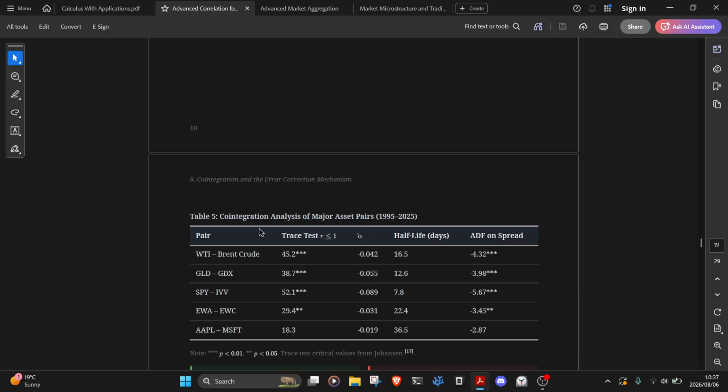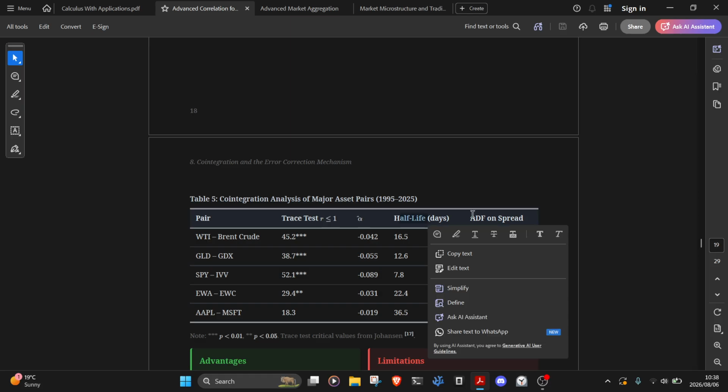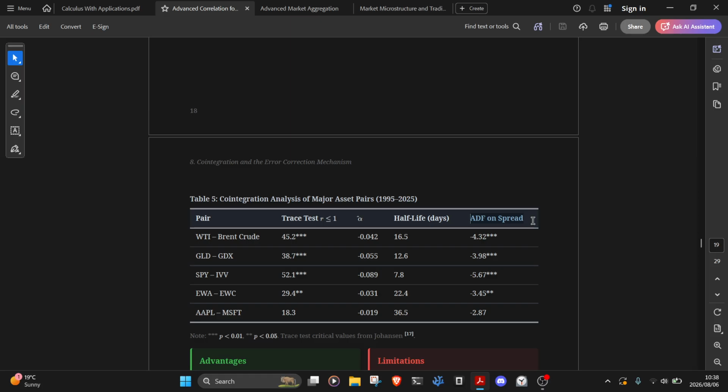As you can see, we have a trace test, which is a statistical test that essentially assumes the null hypothesis that there are R less than or equal to 1 co-integration vectors that exist, right? And we have our alpha kappa, we have half-life in days, and we have the ADF on spread, which is also a statistical test, the Augmented Dickey-Fuller test, which essentially assumes the null hypothesis that the data that we're looking at has a unit root and is non-stationary, right? Meaning that it's not really suitable for a mean reverting strategy, right?